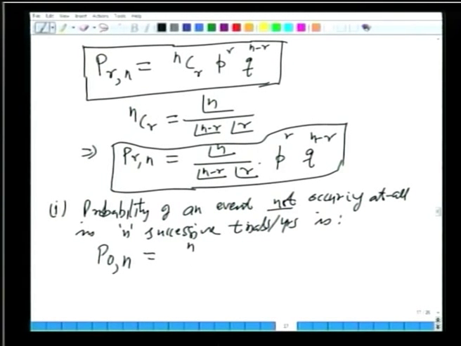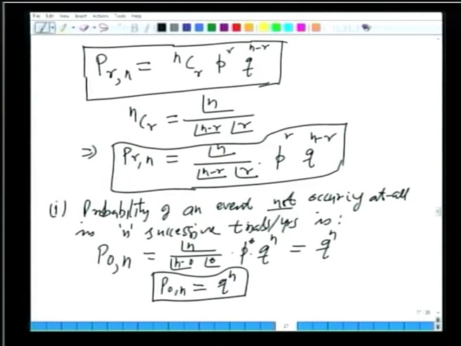If you did that, you will have n factorial divided by (n minus 0) factorial times r factorial, which is 0 factorial, times p to the power 0 times q to the power n, right? n minus r is n, so n factorial will cancel out, 0 factorial is 1, and anything raised to the power 0 is 1. So what would this be? This is nothing but q to the power n. So P(0, n) is q to the power n.